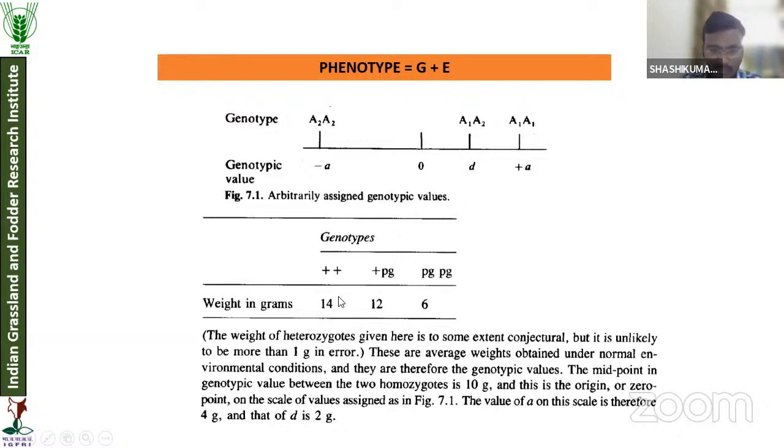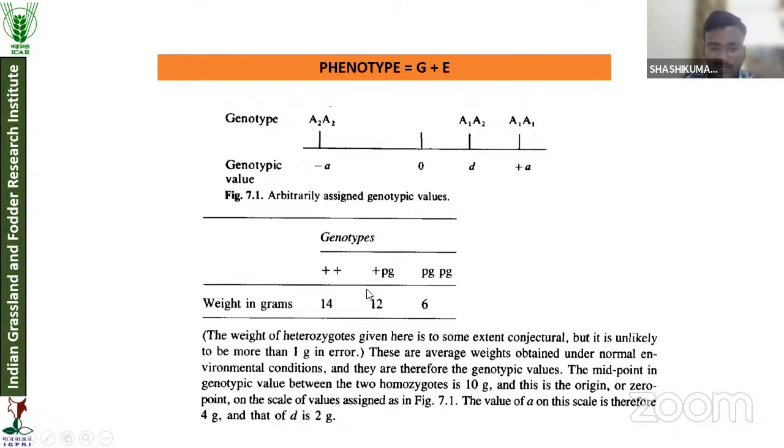Suppose we take an example. This is A1, which gives 14 grams of seed. The heterozygote shows 12 grams. The recessive homozygote shows 6 grams. Now if you add the A1 homozygote plus the recessive homozygote, it adds to 20 grams. Divide by 2 and you get the mean, which is 10 grams. Then the heterozygote deviates from the mean, showing 12 grams, so the difference between the mean and the heterozygote is 2 grams.